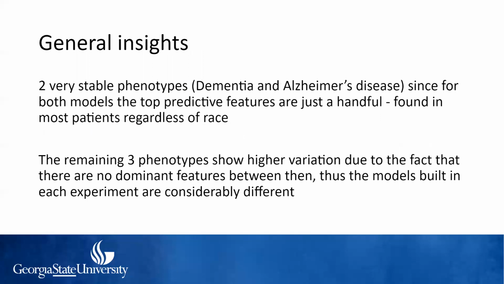The general insight of this work is that, at least in this case, for the phenotypes that we picked, we found two very stable phenotypes, dementia and Alzheimer's. For both models, the top predictive features are just a handful, and they're found in most patients regardless of race. So that's what made those models very stable. The remaining three phenotypes show higher variation due to the fact that there are no dominant features between them. Thus, the models built in each experiment are very different from each other.